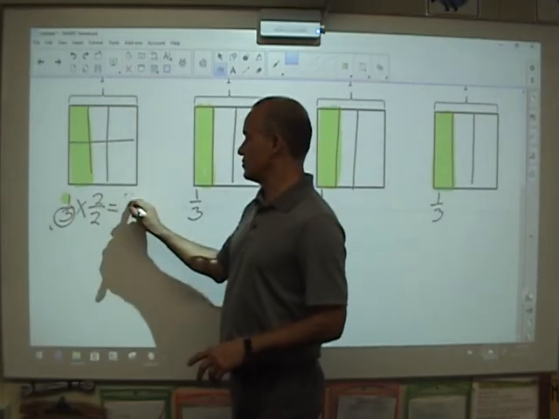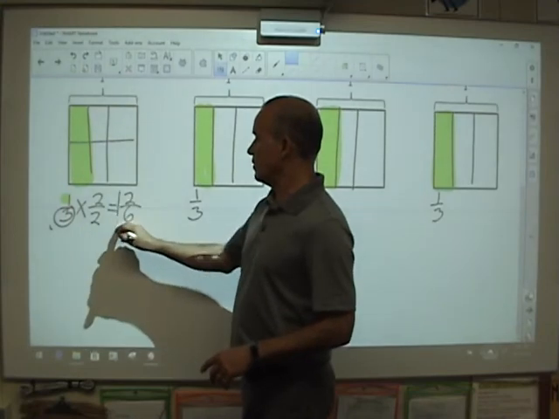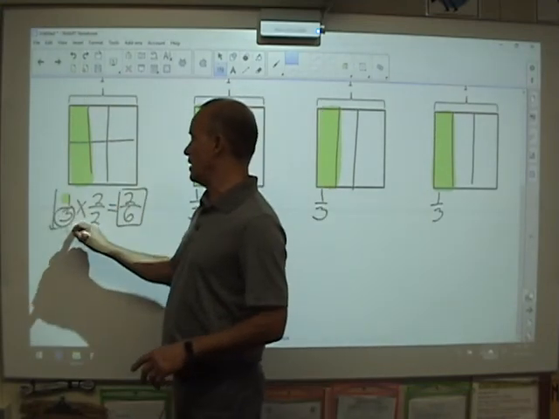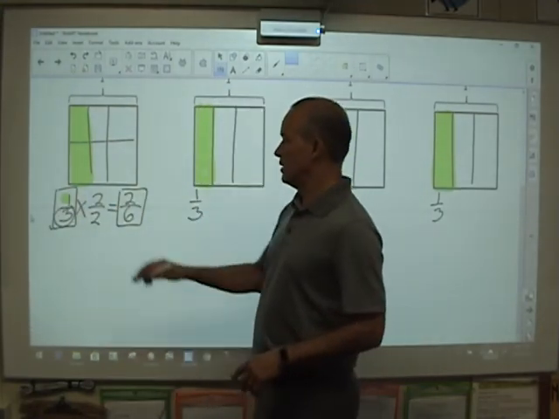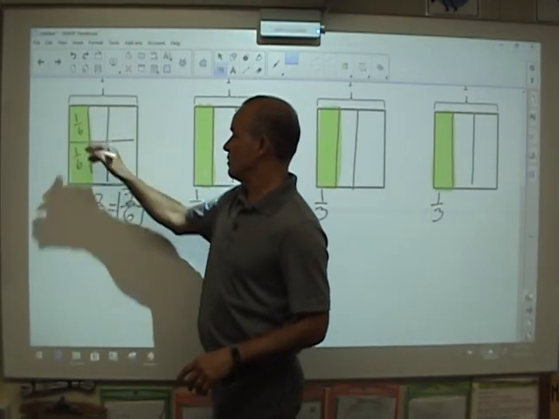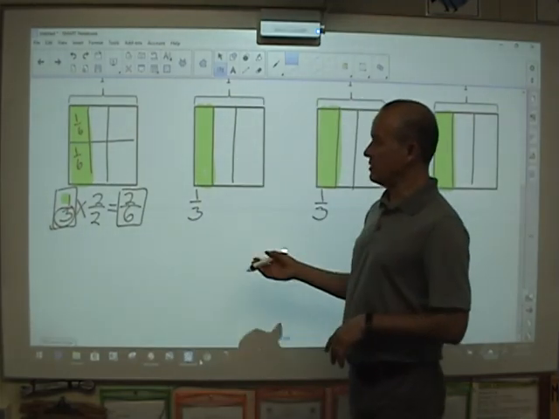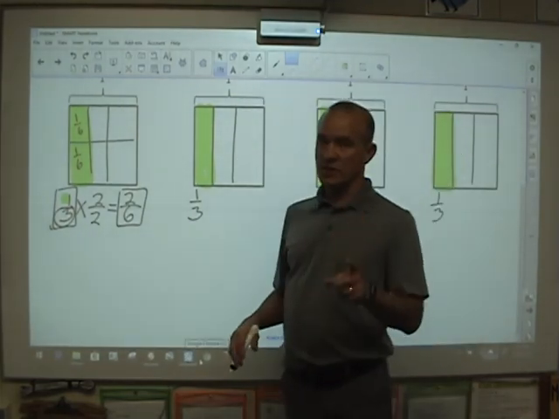2 times 1 equals 2 and 2 times 3 equals 6. So now we know that 2 sixths is the same as 1/3, and it's represented right here. This is 1/6, this is 1/6. When you place them together, that equals 2 sixths. Let's do the same thing, but this time we're going to create three more.